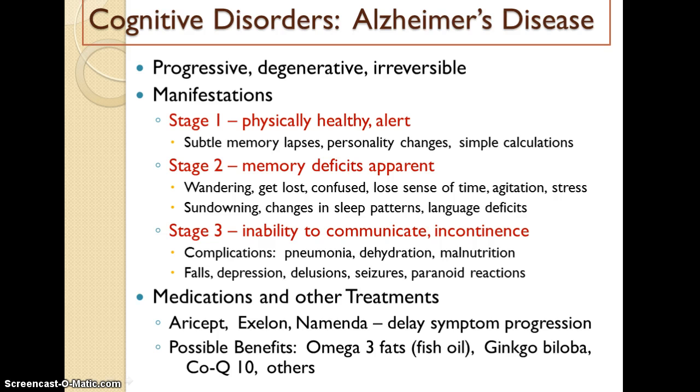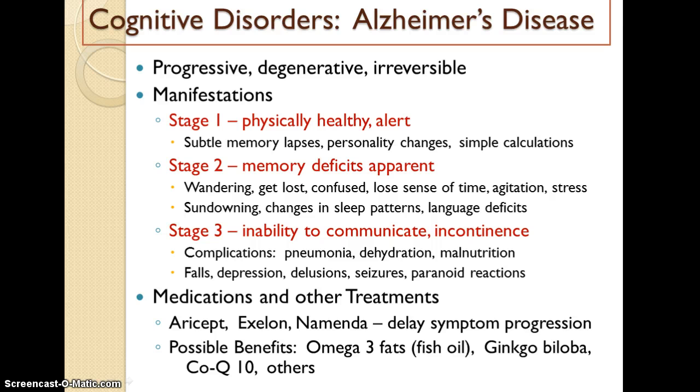Stage 2 is usually the memory deficit. That's when you get a person who's wandering, or they forget where they live. They lose sense of time. And then we have the sundowning, which is when their personality changes as the day goes on, and changes in sleeping patterns and language deficits.